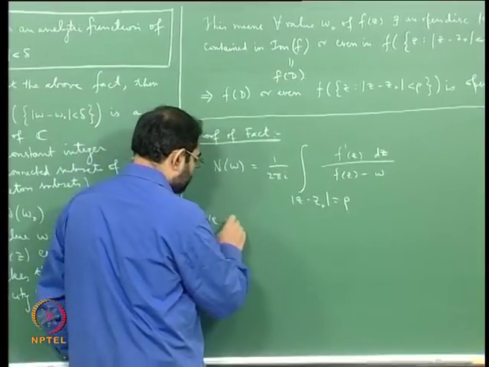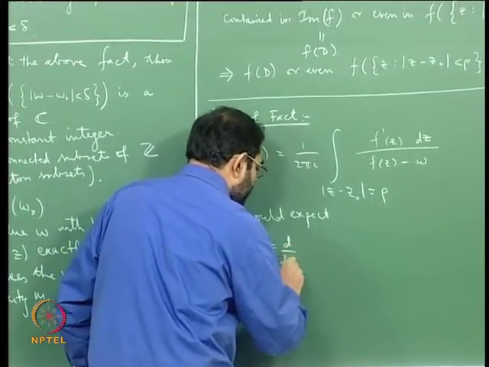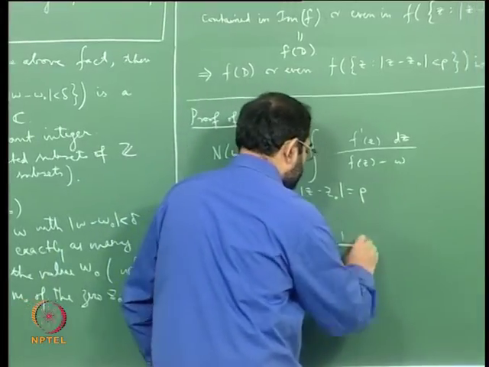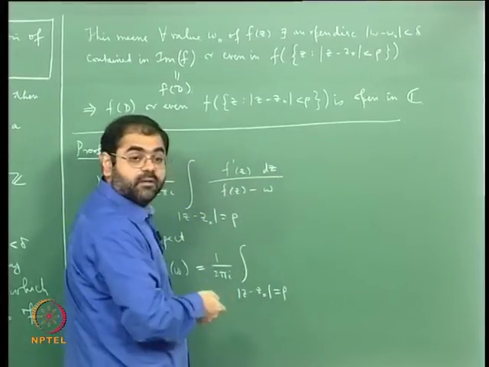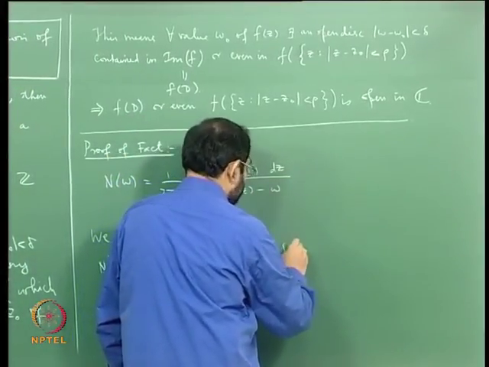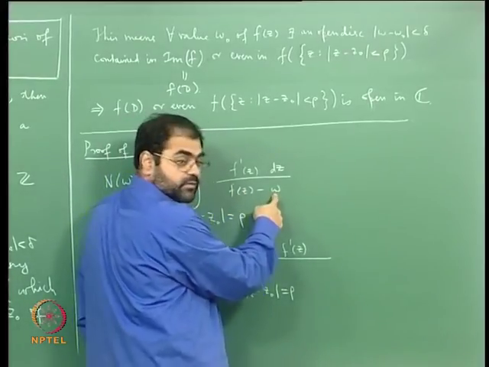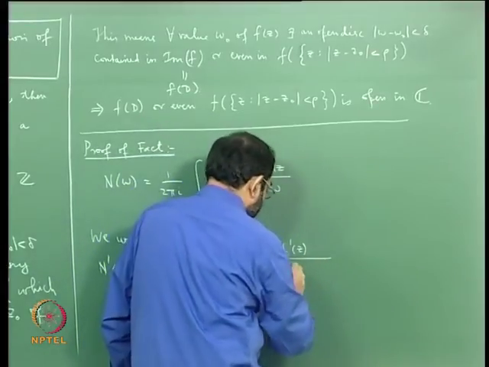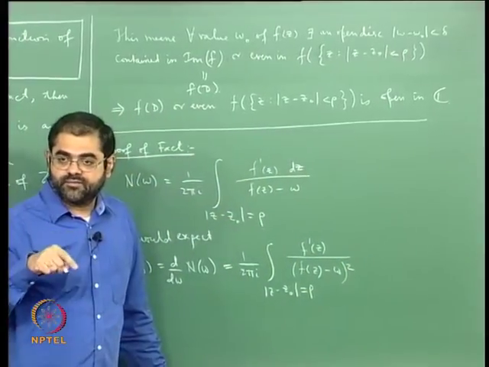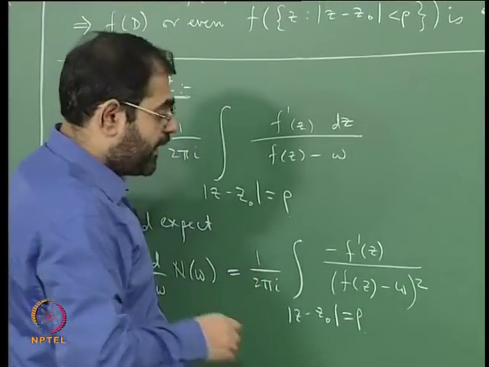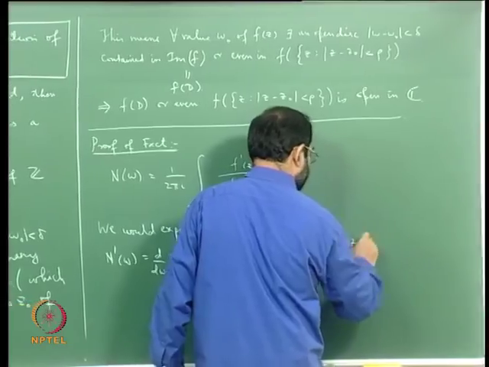We would expect N dash of w, equal to d by dw of N of w, to be equal to 1 by 2 pi i times the integral over mod z minus z naught equal to rho. Differentiate this with respect to w. What you will get is f dash of z, which is of course a constant, it does not involve w. The only term that involves w is this, and the differentiation of that will give you f of z minus w the whole squared, because differentiation of 1 by t is minus 1 by t squared, so I will get a minus here, and then I have to differentiate f of z minus w with respect to w, and I will get a minus 1, and I will get dz.